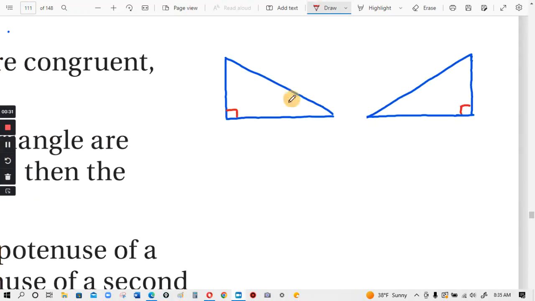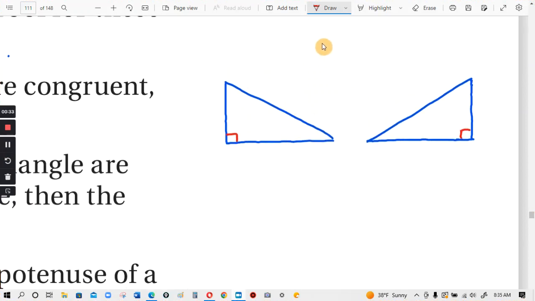So right here we have two right triangles, and we want to use the leg-leg or LL theorem. We know that in a right triangle, the legs are the sides that are not across from the right angle. If you go across from the right angle, that's your hypotenuse, and the legs are the ones surrounding the right angle. They are not the hypotenuse. So if we make two legs congruent, I can make two pairs of legs. I can make this congruent to this, and this right here congruent to this right here.